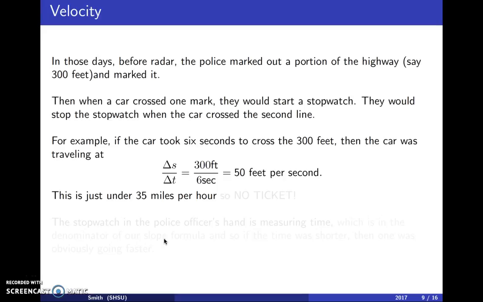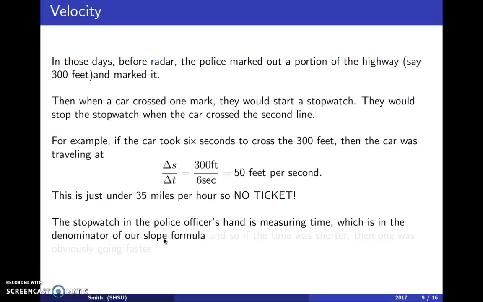And so if you took 6 seconds to cross that interval, you would not get a ticket. The stopwatch in the police officer's hand is measuring time, which is in the denominator of our slope formula. And so if the time was shorter, then one was obviously going faster. If a car crosses these 300 feet in 6 seconds, it's doing fine. If it does it in 5 seconds, well, it's going a little bit faster.